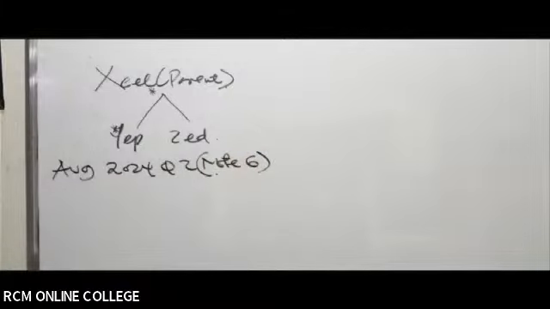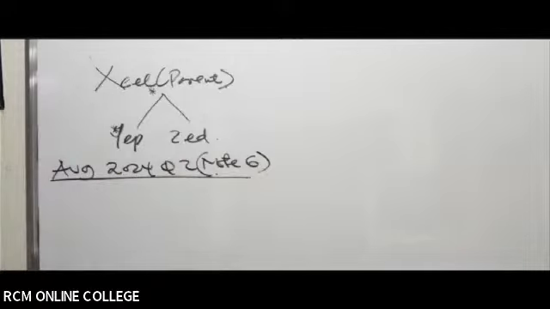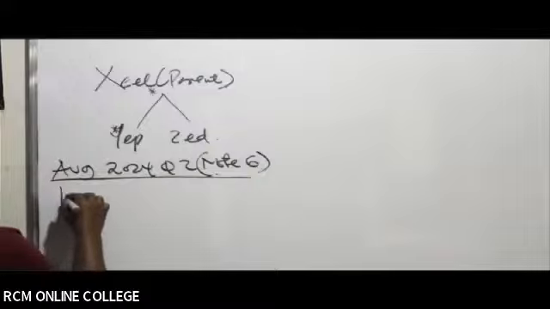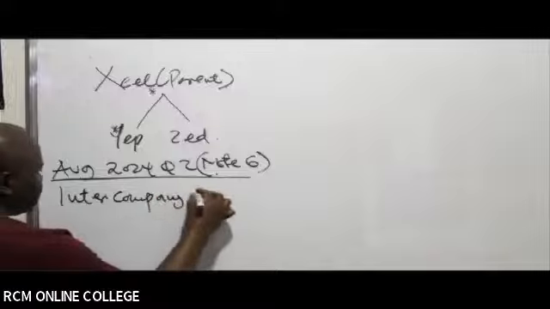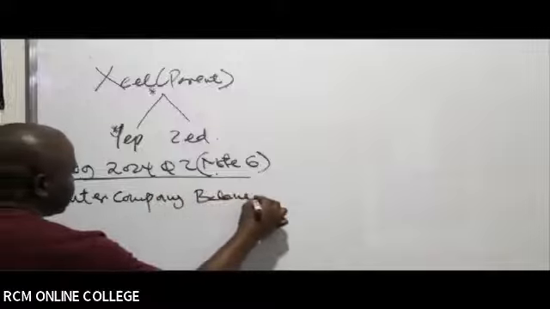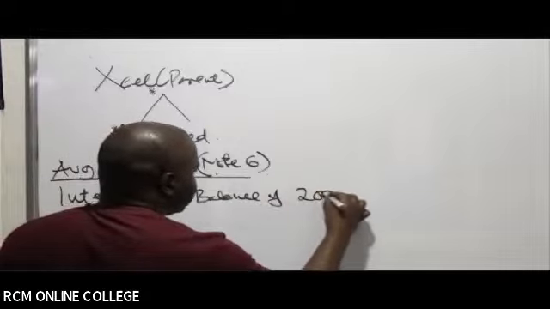Additional information number 6. So if you look at that one, what is happening there? Excel Limited owed what? There was an intercompany owing, an intercompany balance of 200 million.